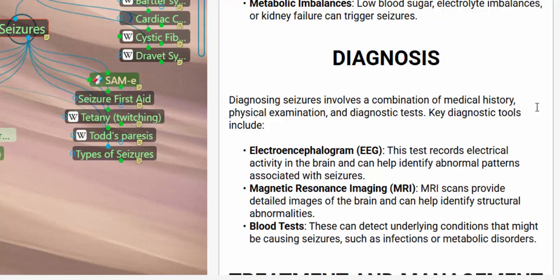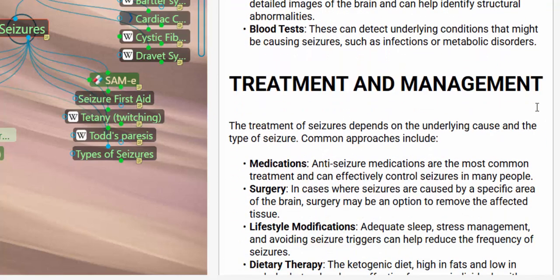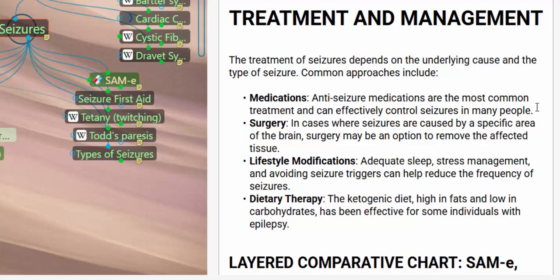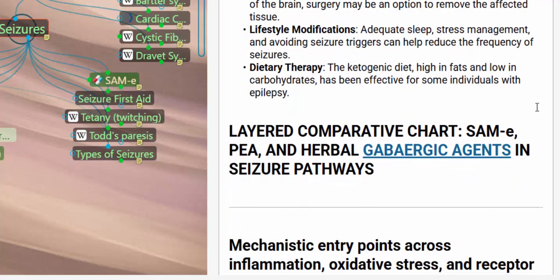How do we diagnose them? Here's a brief explanation of diagnosis here. And let's look quickly at treatment and management. And these are the conventional treatments: dietary therapy. The ketogenic diet is the one that's best known, but more recently we've learned that the Mediterranean diet is even more effective, and we'll take a look at that later.